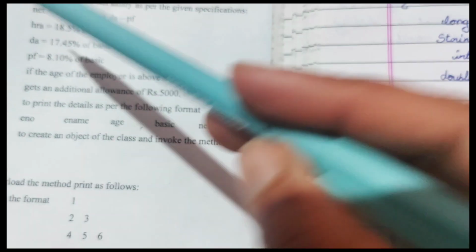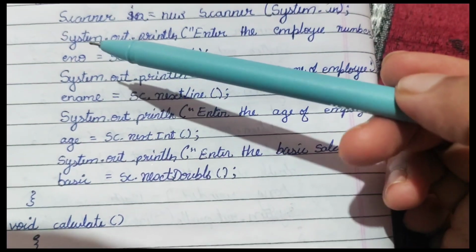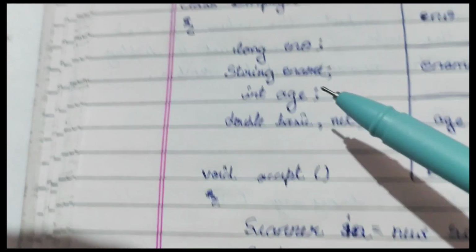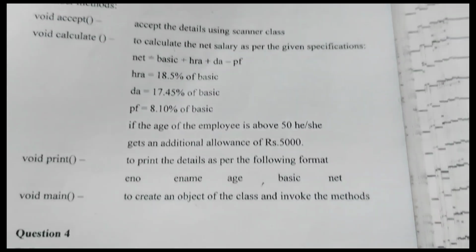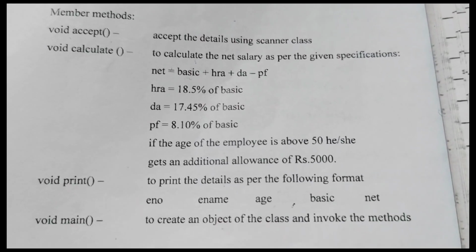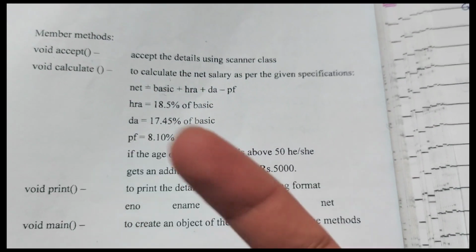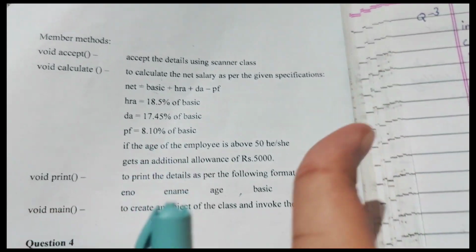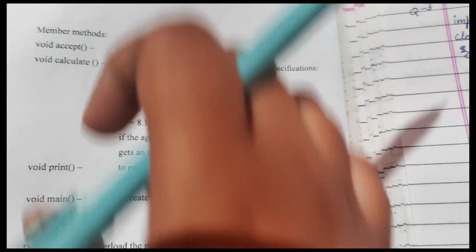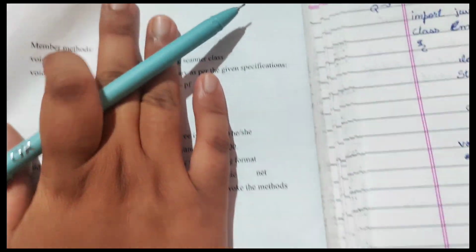Then they have asked you to accept the details. So I am accepting all the details which I have mentioned in part 1 of the program. Divide this descriptive program or define a class program into the following steps: class employee, void accept, void calculate, void print, and void main. So I have divided these 5 parts as in the question paper.